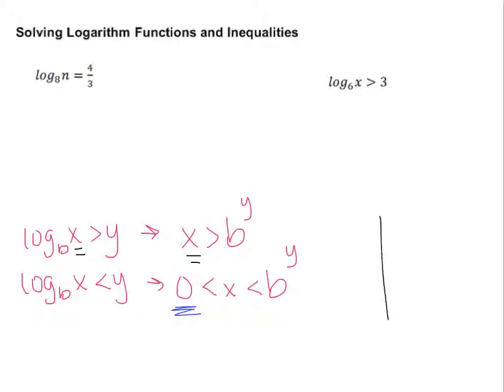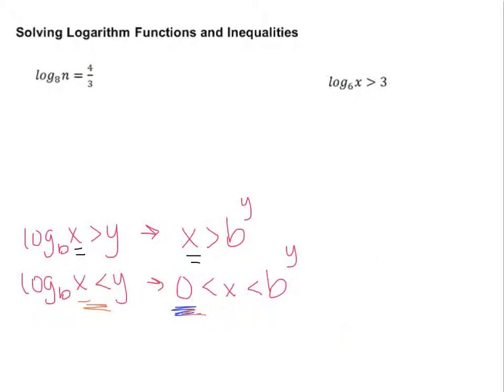If you recall the graph looked like this, and we never have any values over here, so we can't have any negative values. That's why that 0 is there. So we're only going to need to pay attention to that if we are less than our y, then we need to make sure we take that into consideration as well. So now we're going to go ahead and solve these by rewriting them in exponential form and then solving that exponent.